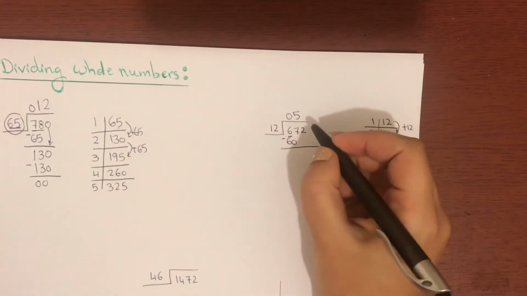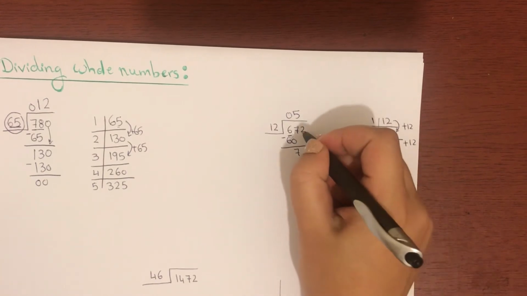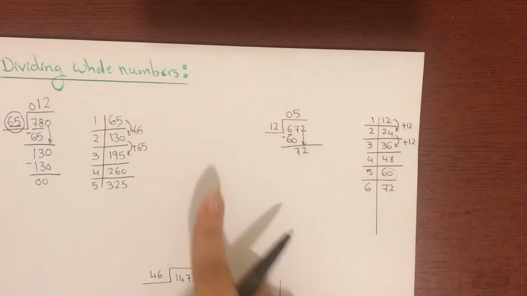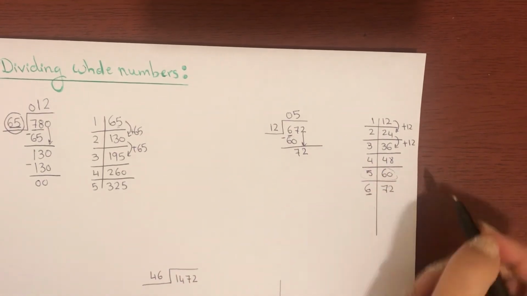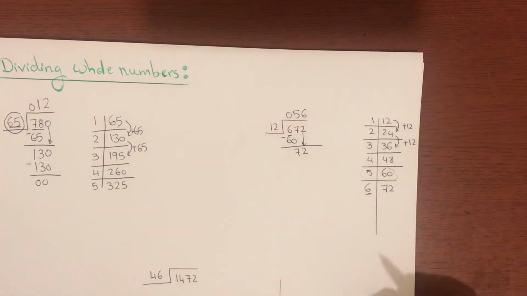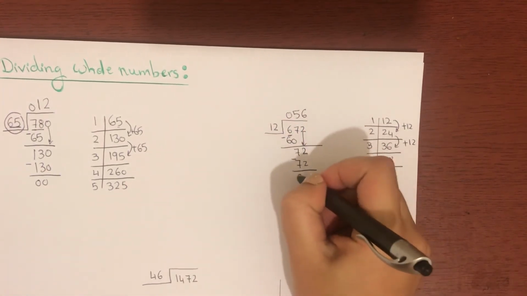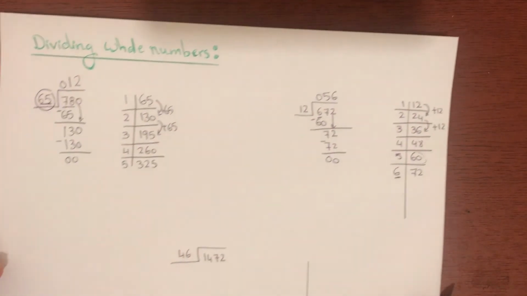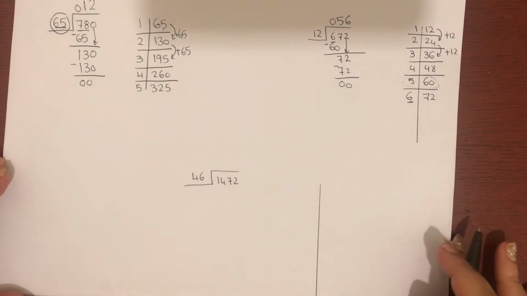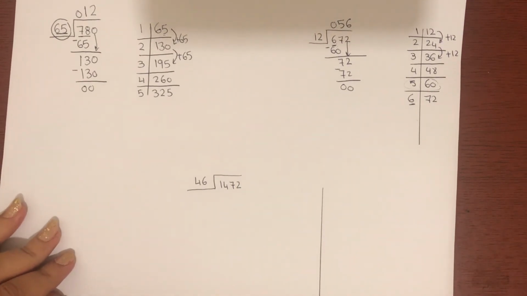And now I'm going to subtract. 7 minus 0 is 7, 6 minus 6 is 0. Then I'll bring down the 2. 12 fits into 72 exactly 6 times, so I'm going to put it here. 6 times 12 is 72. And then when I subtract, I'll get no remainder. Now for this problem, I want you to pause the video and try it on your own first, and then check with me to make sure you got it.